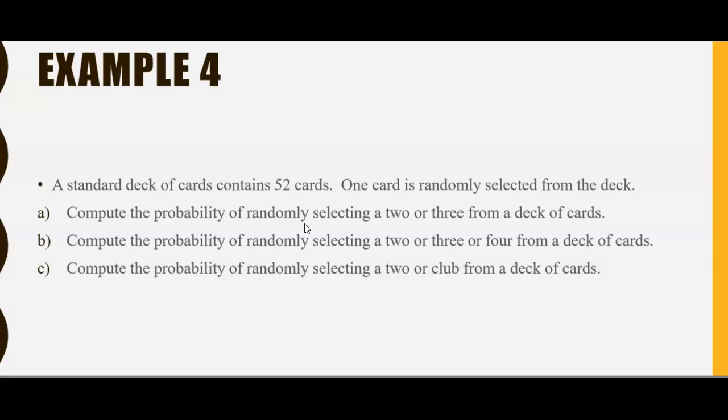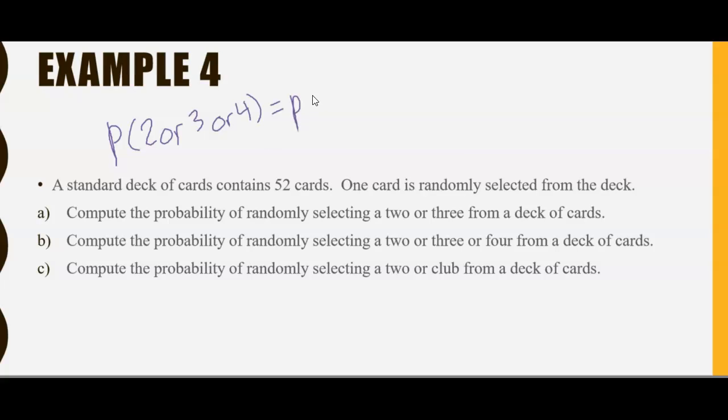Compute the probability of randomly selecting a 2 or a 3 or a 4 from the deck of cards. B builds off of the idea of A. So we're looking for the probability of a 2 or a 3 or a 4. Since we know in a deck of cards there's no 2 3, there's no 3 4, there's no 2 4, we don't need to have those anymore, so we can just ixnay those.